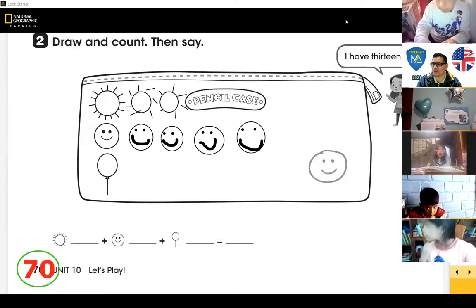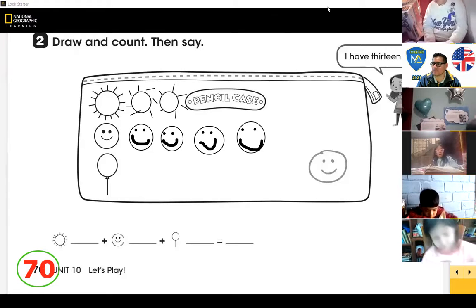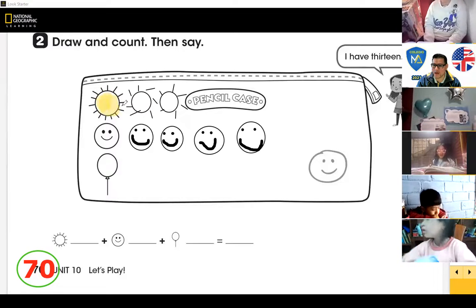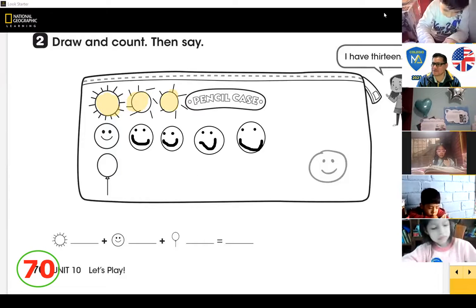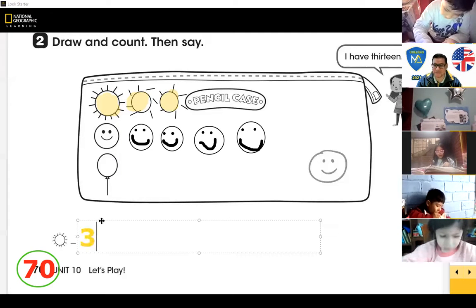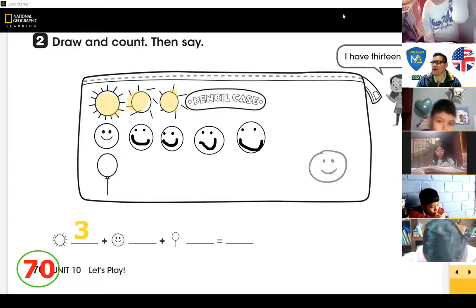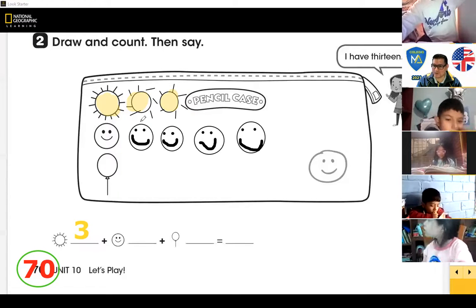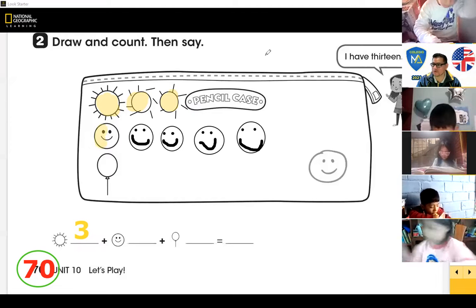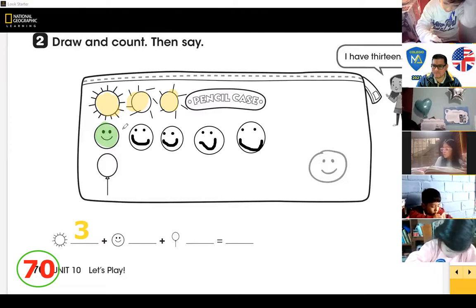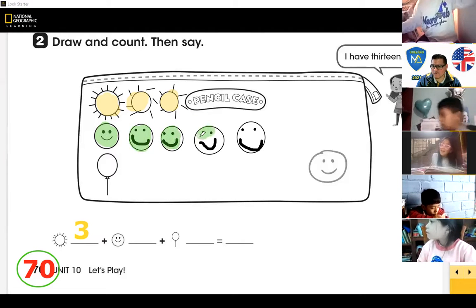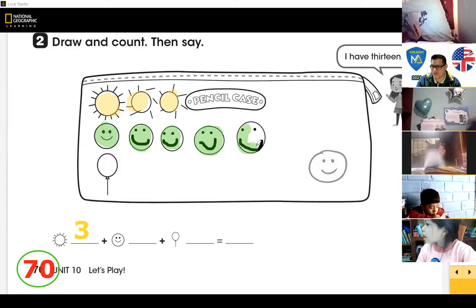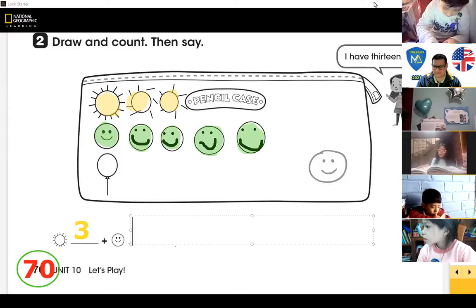How many suns do we have? I'm gonna color the suns here. One, two, three, no? There are three suns. I'm gonna write here the number three for the suns. Then we have the happy faces. I'm gonna paint here the happy faces. I'm gonna change the color. One, two, three, four, five. Five happy faces. Right? Let's do this.